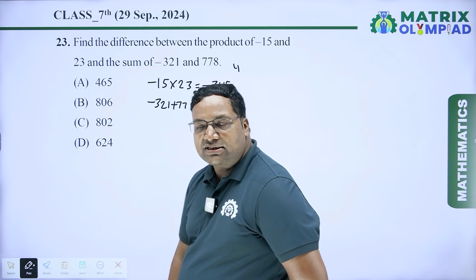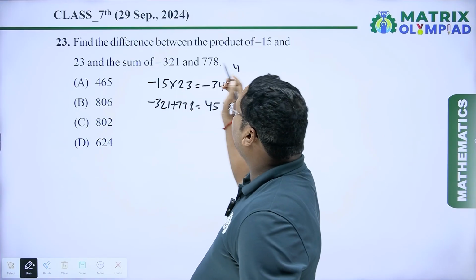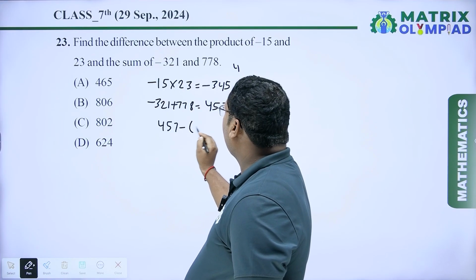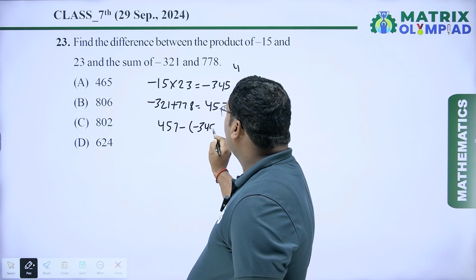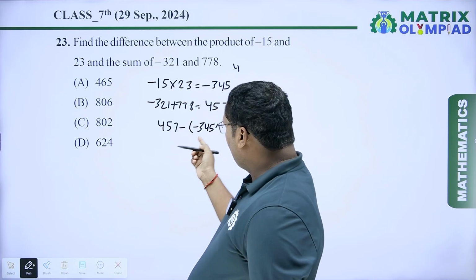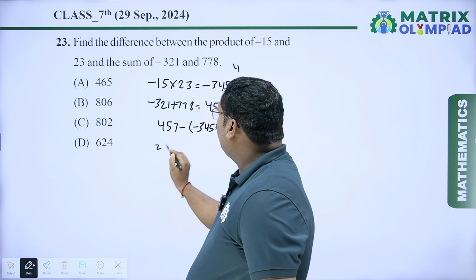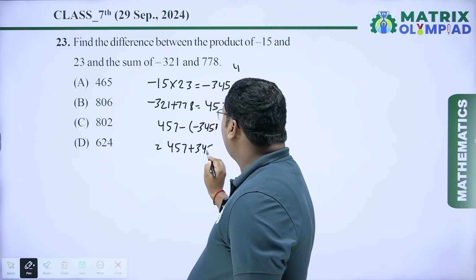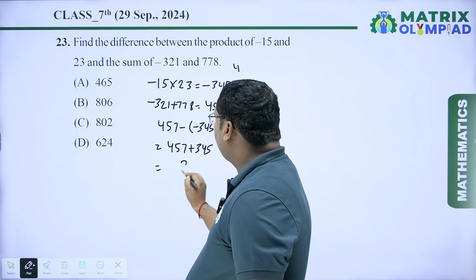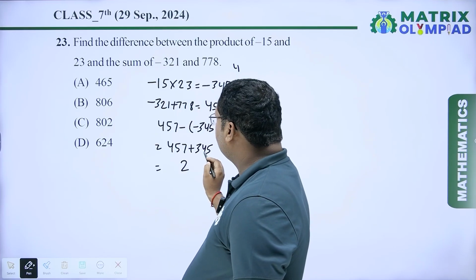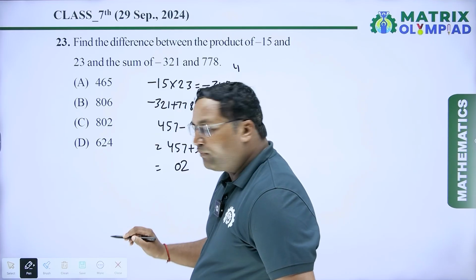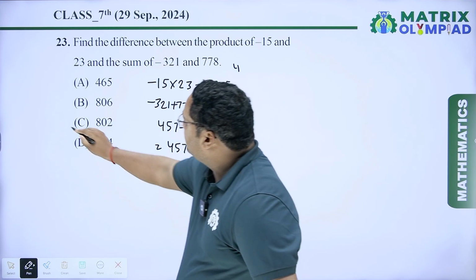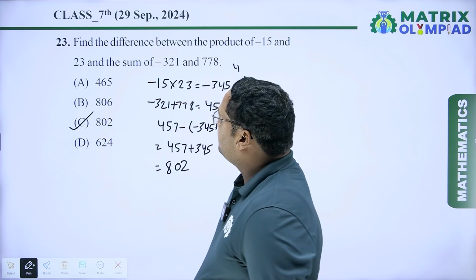So it is 457. Now the question is find the difference. So 457 minus 345. So this value is minus. So we have to use here bracket. So it is 457 plus 345, and we will get 7 plus 5 is 12, carry 1, 5 plus 1 is 6, 6 plus 4 is 10, carry 1, 4 plus 1 is 5, 5 plus 3 is 8. So right answer is 802, and which is option number C.